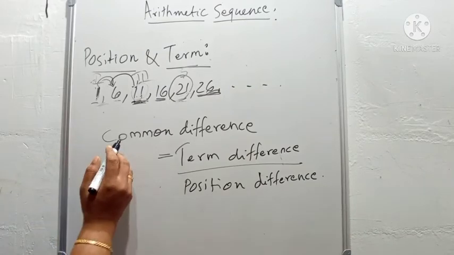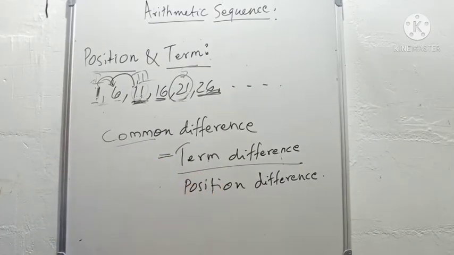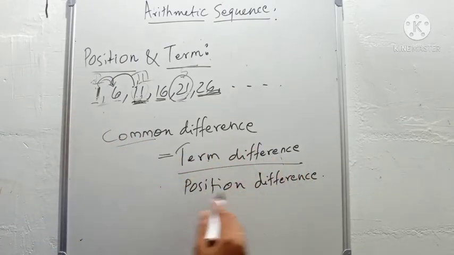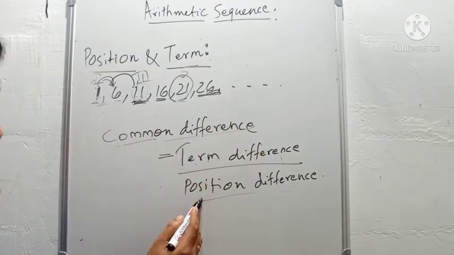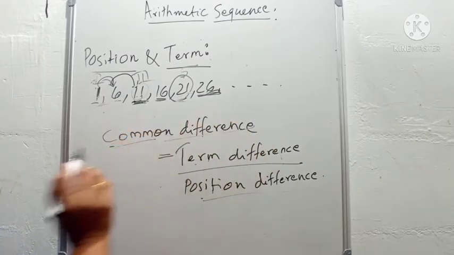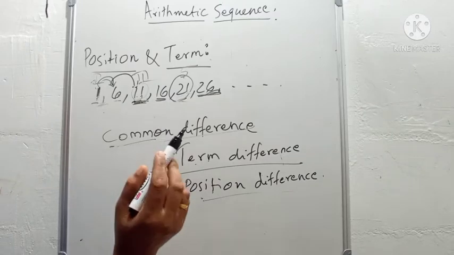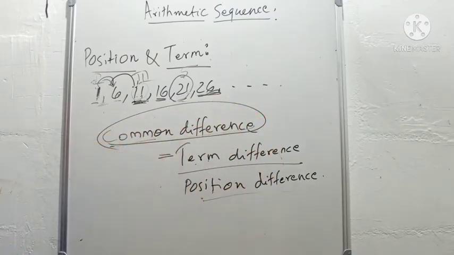So we have the relation between common difference, term difference and position difference. If we divide the term difference by the position difference, we get the common difference. Or else we can say that the term differences are always multiples of the common difference.